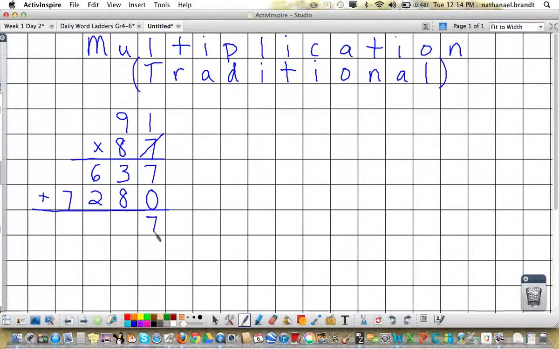And then we can add those together. 7, 11, 9, and 7. So 91 times 87 is 7,917. For another example, we'll do 977 times 35.